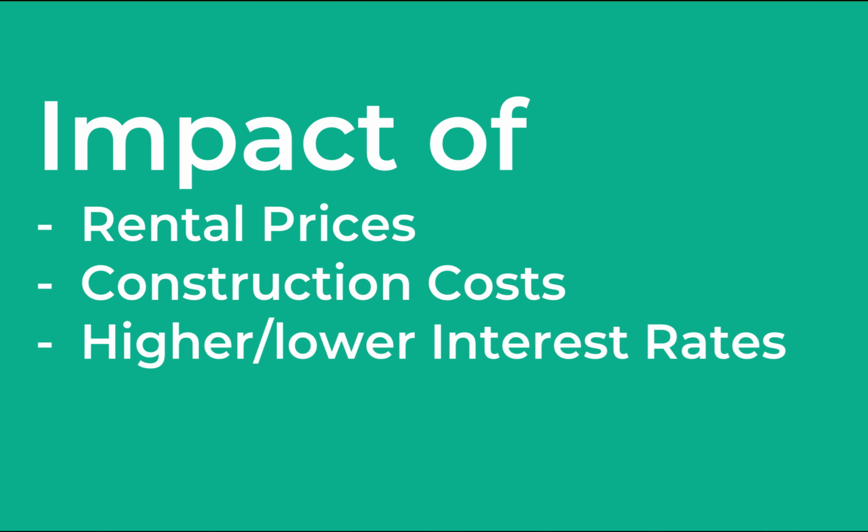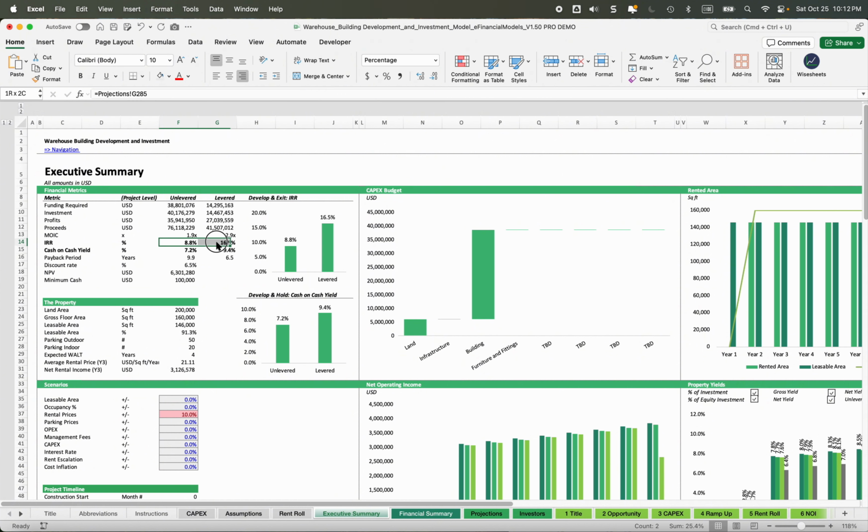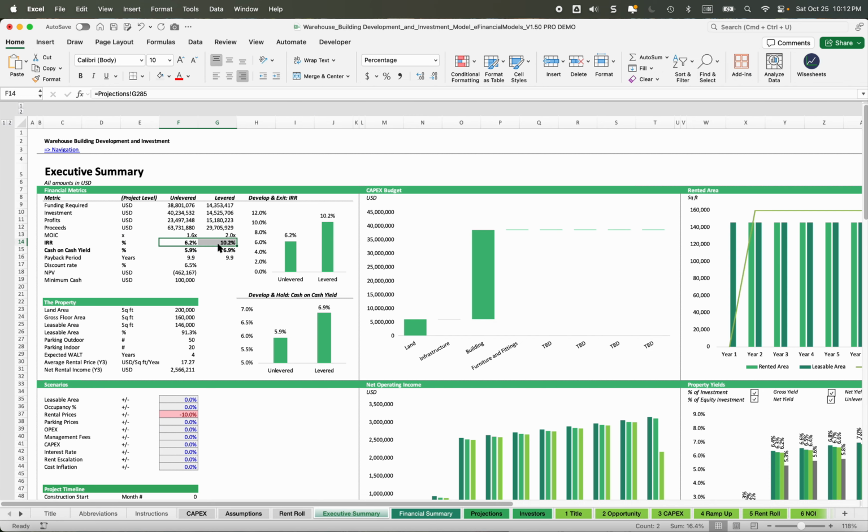What we then also want to understand is the impact when changing key assumptions such as rental prices, construction costs, or interest rates. How will our returns change? In our model, we can easily do that. So we look here at the return, and then now we start to vary some of our assumptions. So for instance, if I increase rental prices, you see returns go up. If I would say instead of plus 10, we'd go minus 10, then you can also see the returns get more compressed. So those are pretty big assumptions.